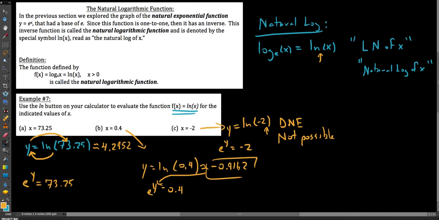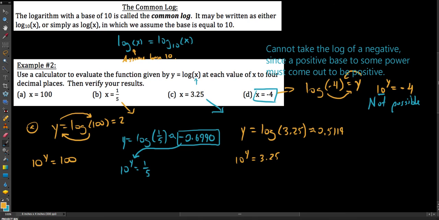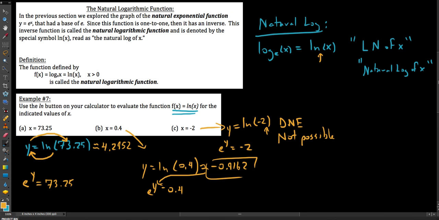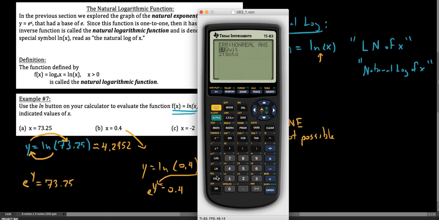Okay, so with respect to 2 very special logs, we have our common log, base 10, and our natural log, base e, and we're going to be using those very, very often.